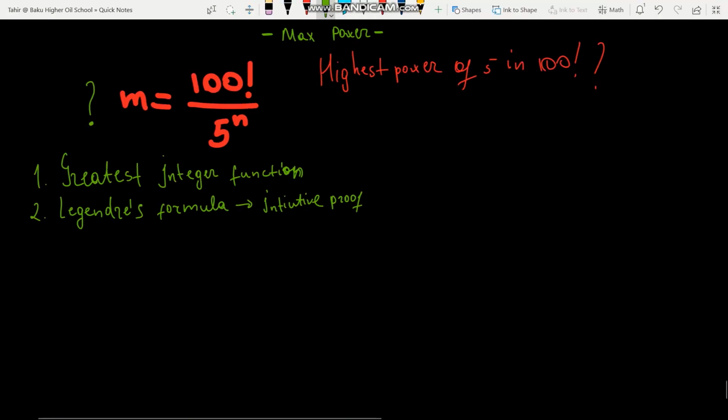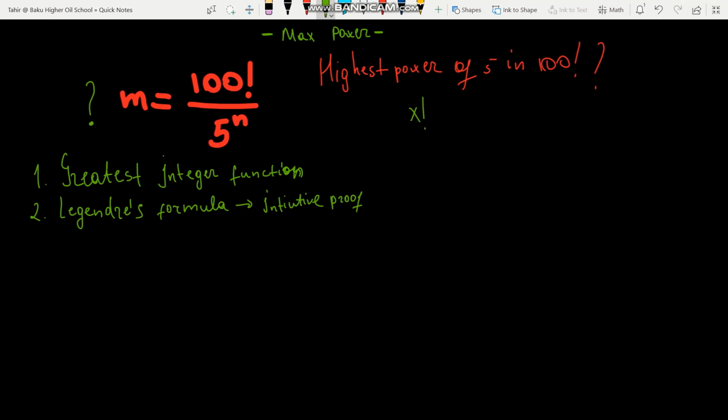Hi everyone, in this video we will go through one mathematical Olympiad problem which states that m is equal to 100 factorial divided by 5 to the power n. I think most of you know what the factorial means. For example, if you do not know, this is for you.